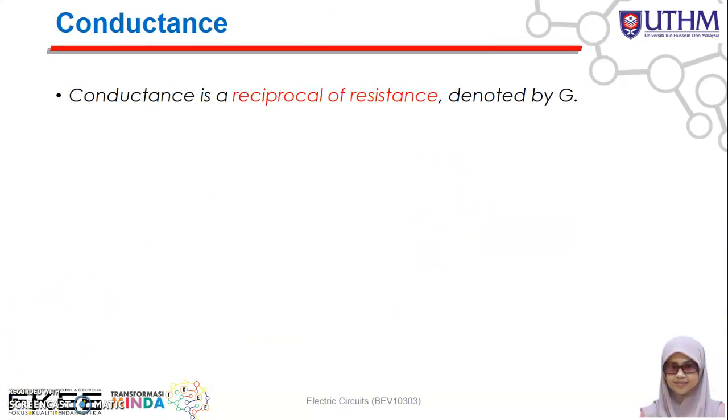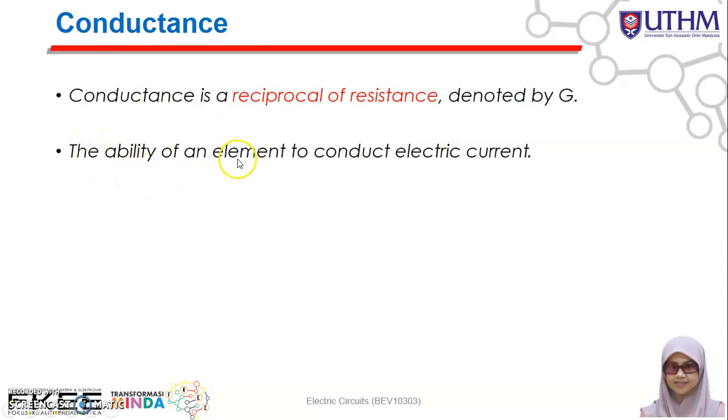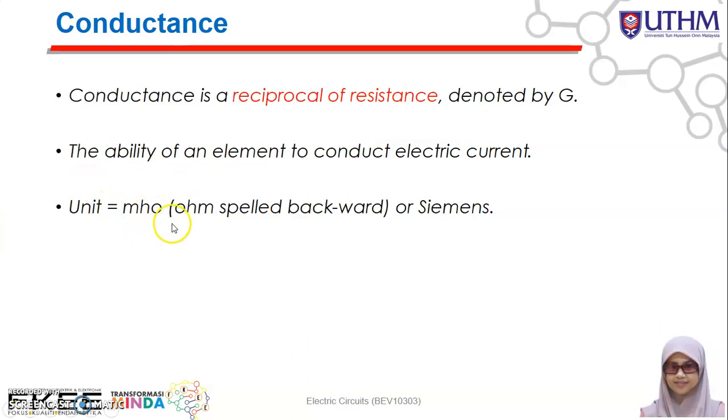Okay, next we go to the definition of conductance. Conductance is the reciprocal of resistance, which is denoted by G. So 1 over R is equal to conductance, G. Conductance is the ability of an element to conduct the electric current. It is vice versa from resistance, where resistance is the ability to resist the electric current, but here the conductance is the ability of that element to conduct the electric current. The unit for conductance is mho. Actually it is ohm, but we spell it backward, or we can also call it siemens. Basically G is equal to 1 over R.